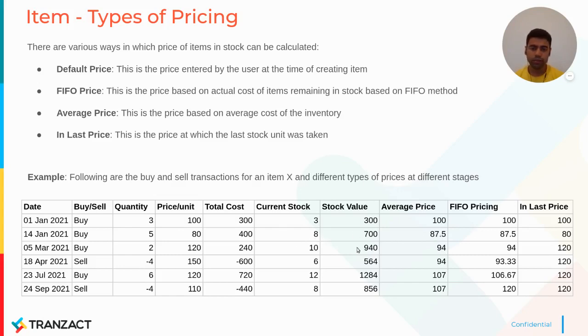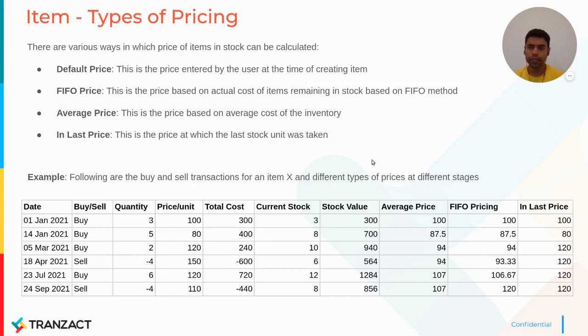Similarly, we calculate the FIFO price on 5th March. However, on 18th April, when we are selling the 4 items, the items remaining in stock are 4 items from 14th Jan and 2 items from 5th March. So that is how, averaging that, the answer that will come is 93.33. You can do it manually and verify.